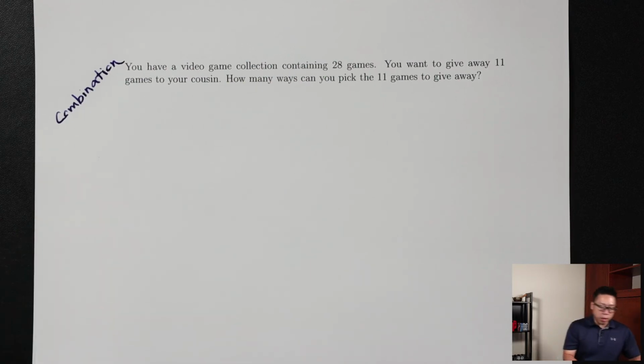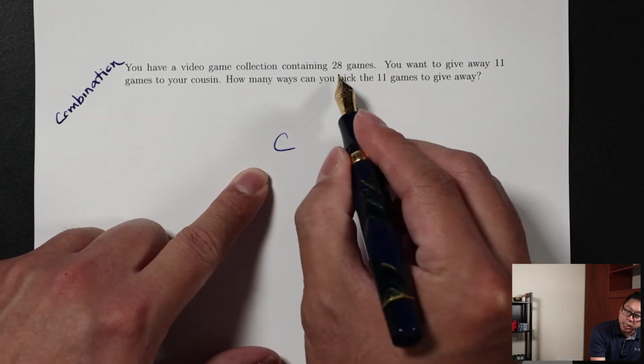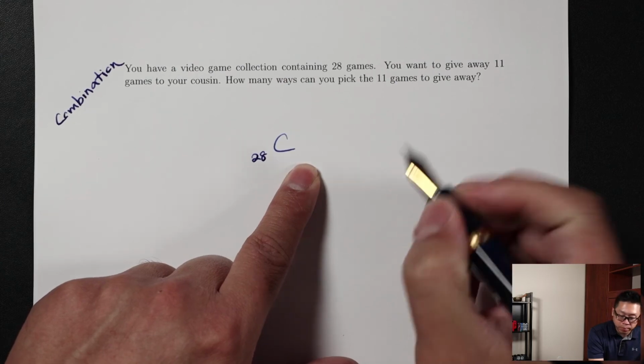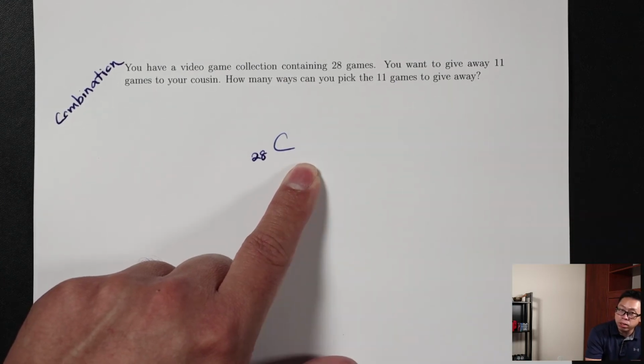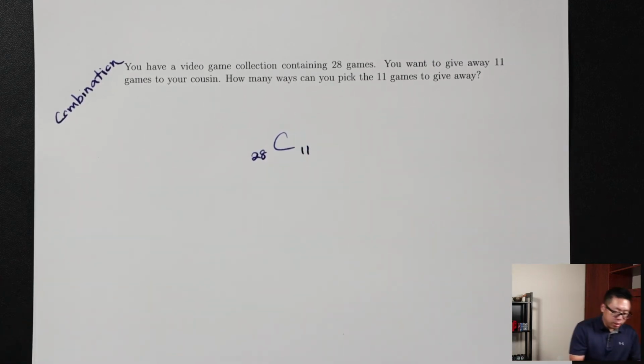For combinations, your final answer will be something, choose something. First number, how many total do you have to pick from? We have 28 games total. Second number, how many are we picking? We're picking 11 to give to the cousin. So 28 choose 11. We are going to use a calculator to get a final answer here.